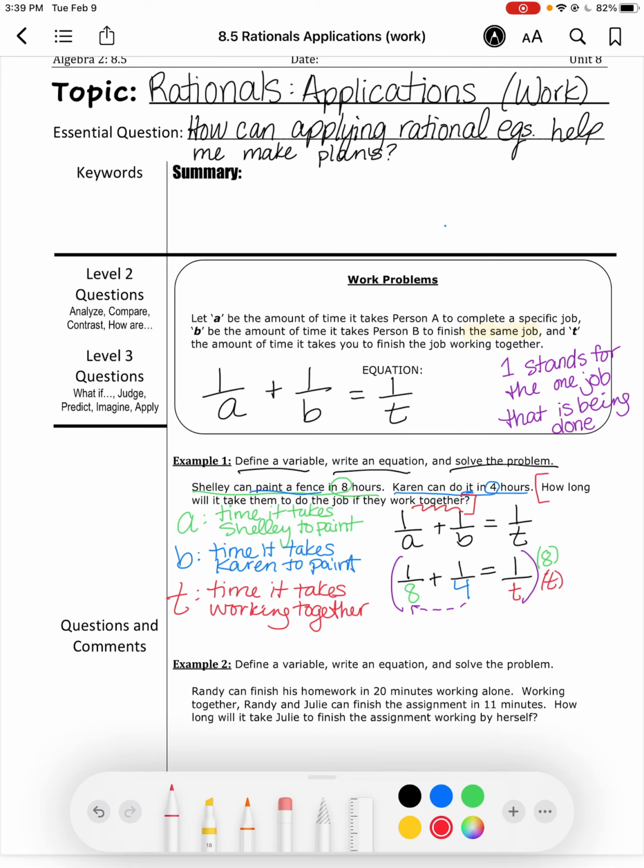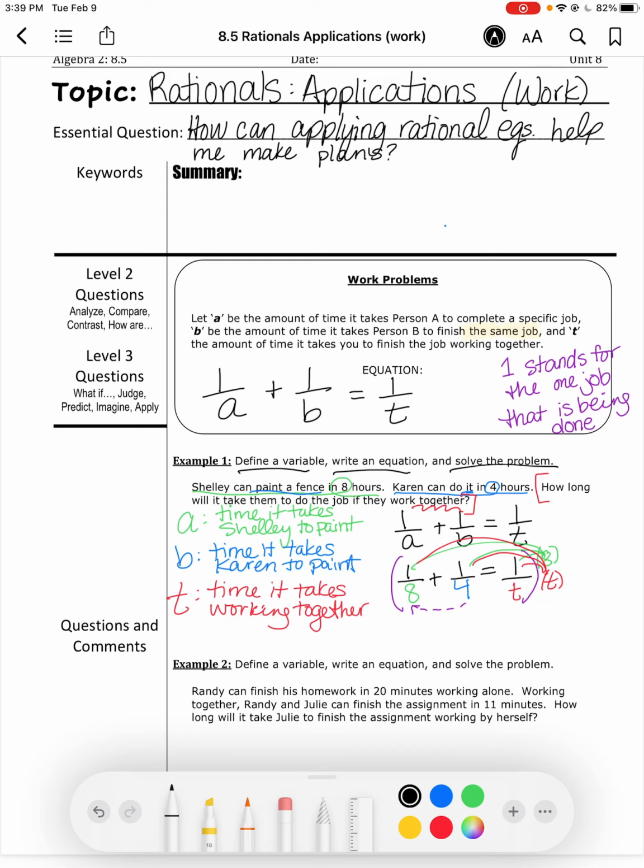Now, if you're someone who wants to just multiply by every denominator, go right ahead. But it can make your numbers bigger. So if I see that one of my denominators fits completely inside the other, I'm not going to do it twice. So we distribute, just like we have been practicing with our solving.